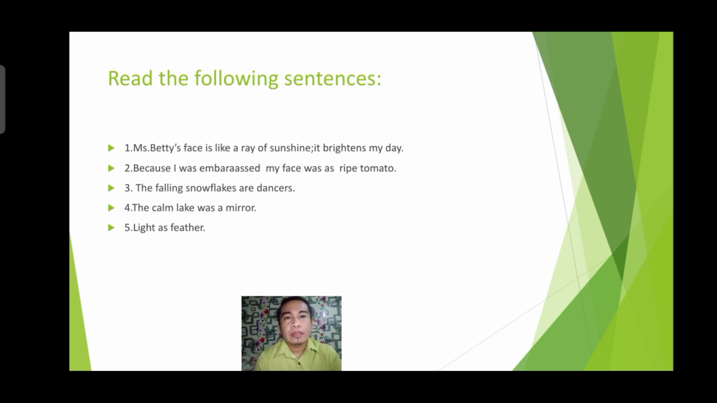Next, the falling snowflakes are dancers. So obviously we have the snowflakes and dancers. And this sentence is a metaphor. The fourth one, the calm lake was a mirror. So we have the lake and a mirror. We haven't used "like" or "as", so this is a metaphor. Light as a feather, so light and a feather, so this is a simile. Okay, we use "as" to compare.